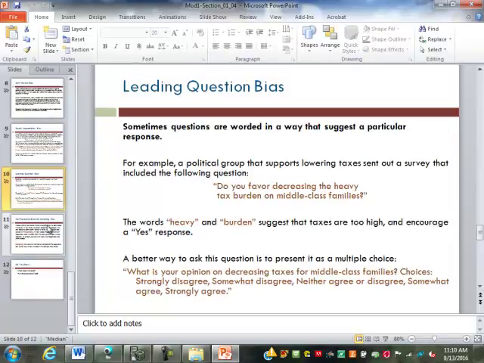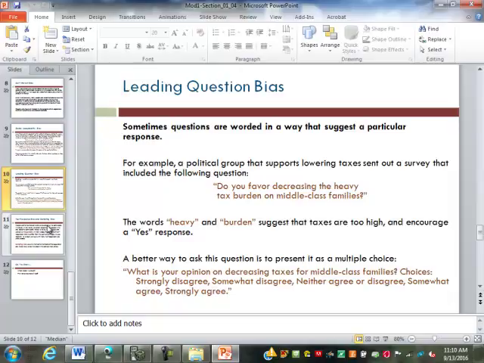Leading question bias. Now this is huge when you're dealing with surveys. The question I'm going to put here is about taxes. Do you favor decreasing taxes, lowering taxes? That's a question that's very cold. Some people will say yes, some will say no.